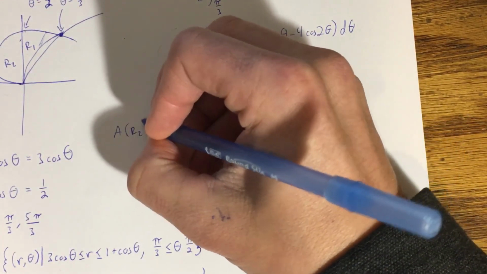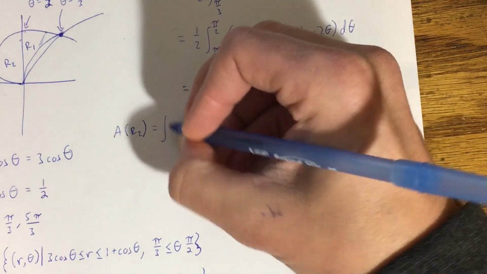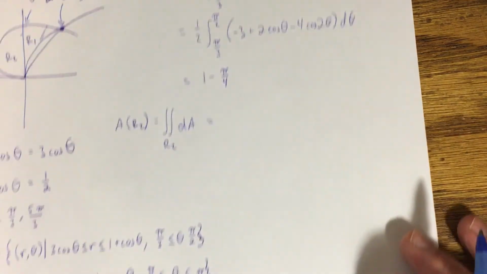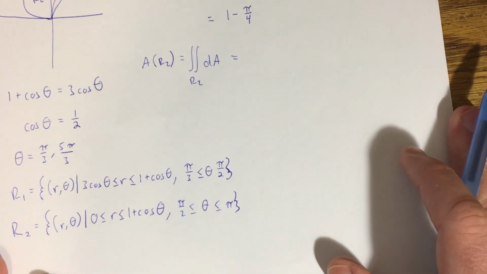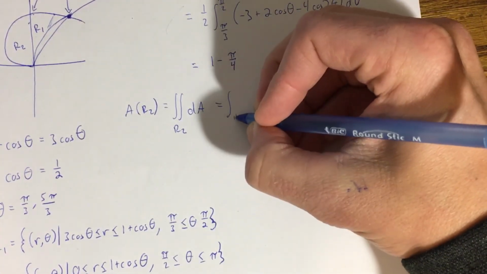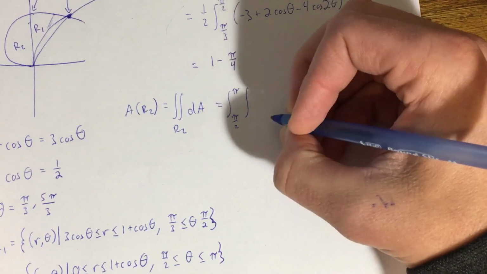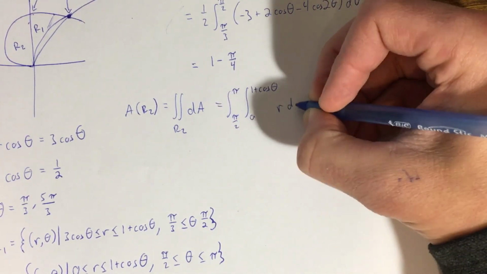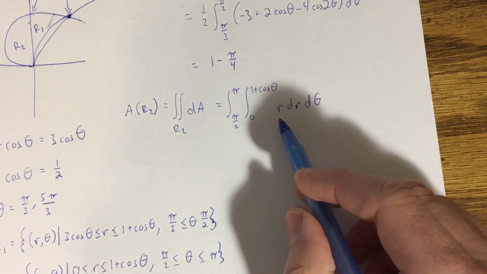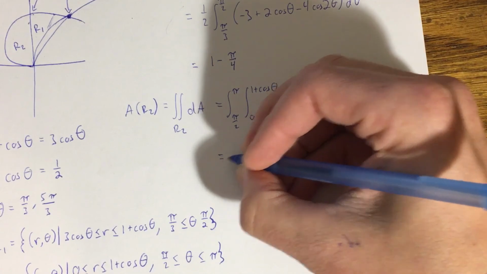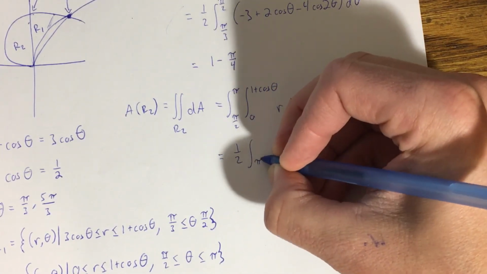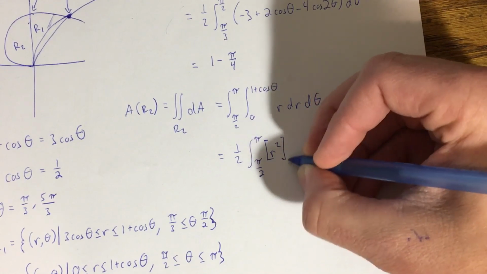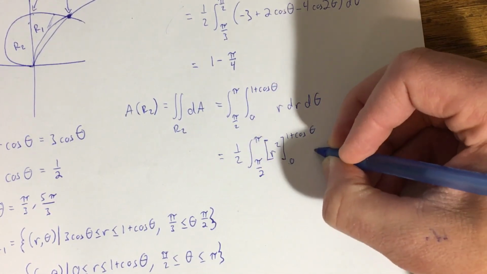Area of region 2 is similar. We're looking for a double integral over region 2 of dA, which becomes, and remember, here's how I described region 2, the integral from pi over 2 to pi, integral from 0 to 1 plus cosine of theta, r dr d theta. Again, the integral of r with respect to r is r squared over 2, but it's convenient to pull that 1/2 out, giving us this. Then I have r squared from 0 to 1 plus cosine of theta, d theta.